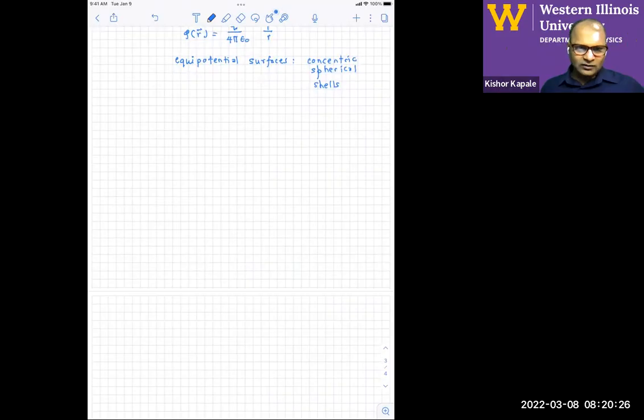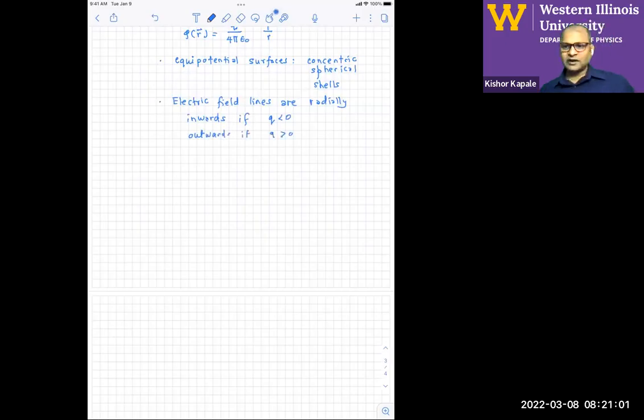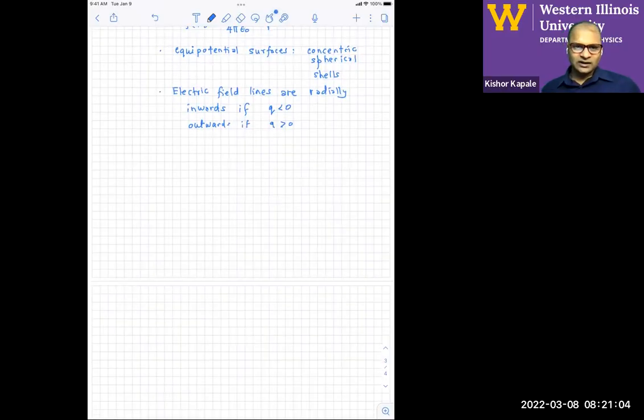Now we want to find out the electric field lines. So electric field lines are radially inwards if Q is less than 0, and outwards if Q is greater than 0, right? Everybody agrees with that just because of the sign of the charge, right?